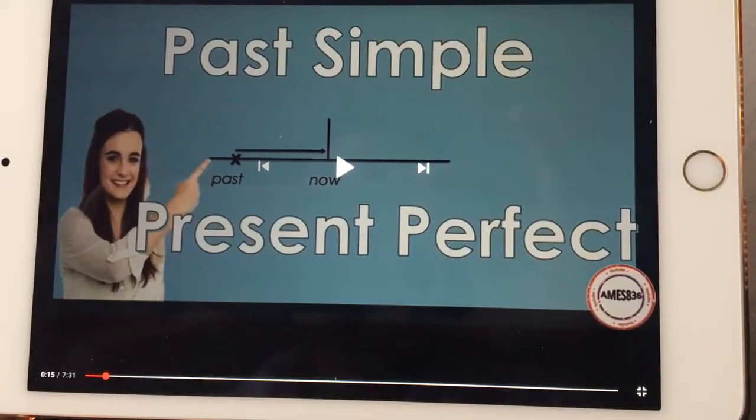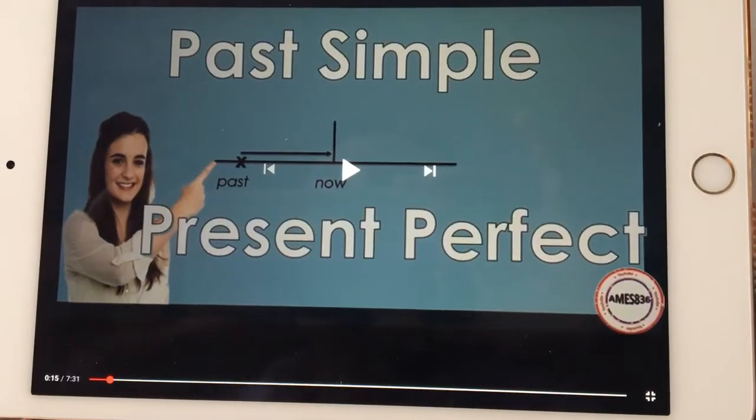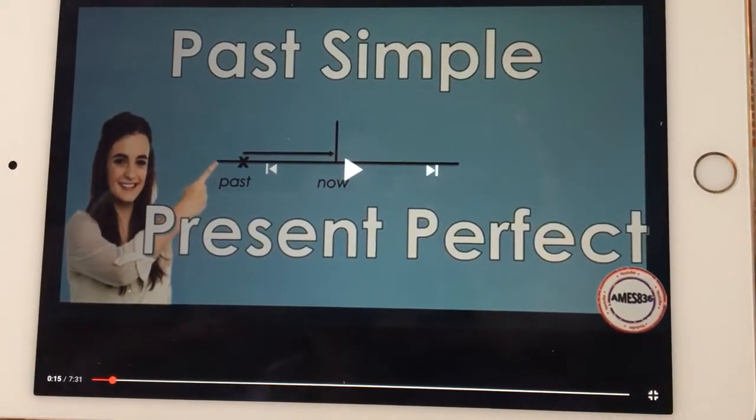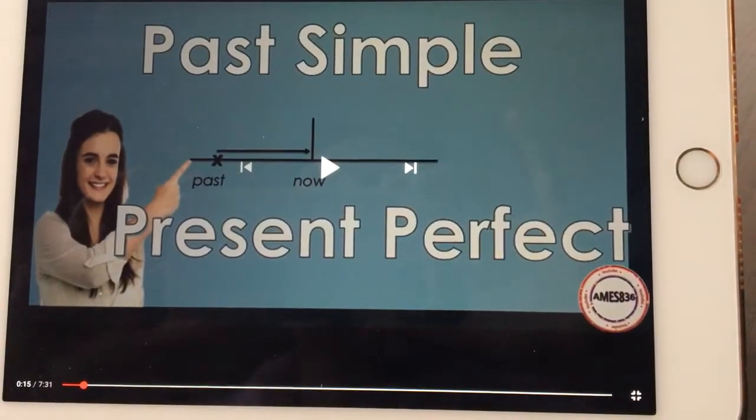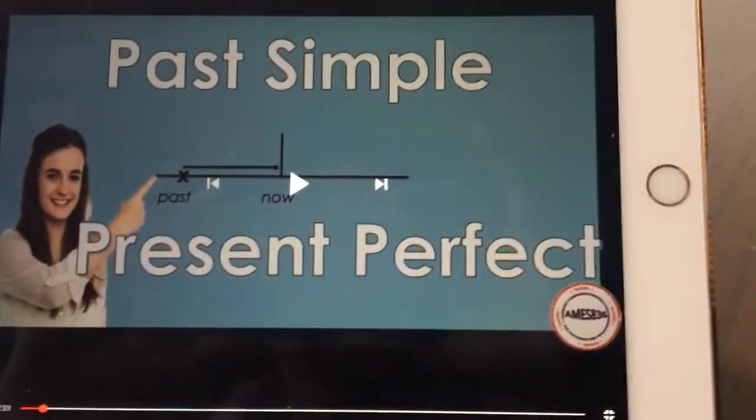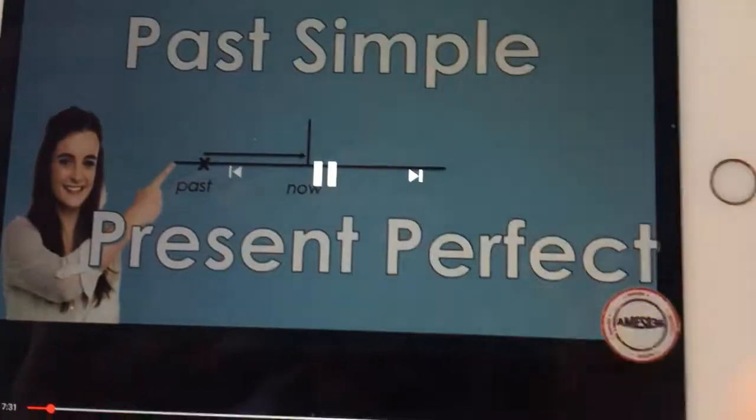This week we are going to be reviewing a little bit the past simple and the present perfect because I know it's something we already know, but we are going to brush it up a little bit so that we know when to use each tense.